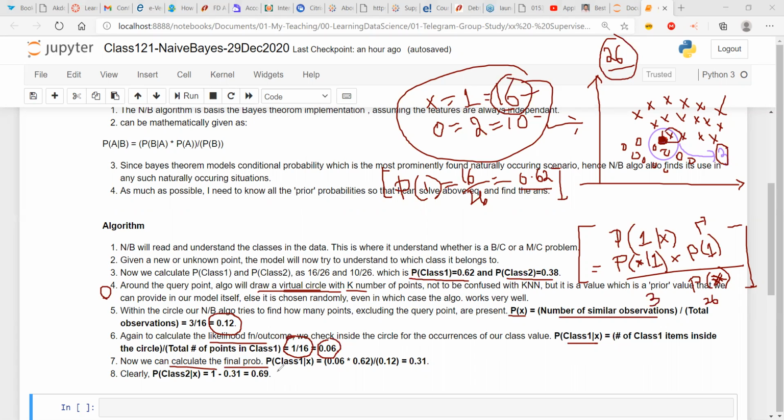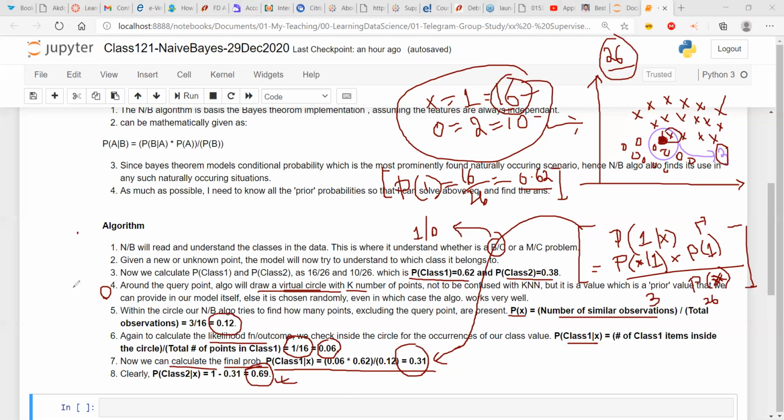Now, I can calculate the final probability given the formula. This is just a copy paste of the Bayesian formula. I'm simply putting Bayes theorem here and calculating the probability of one class. Obviously, this is a binary class kind of problem. I have two classes, 1 or 0. The probabilities should sum up to 1. Hence, the probability of class 2 is going to be 0.69.